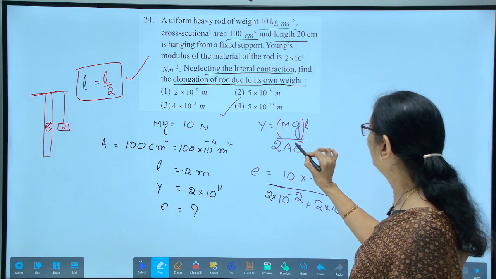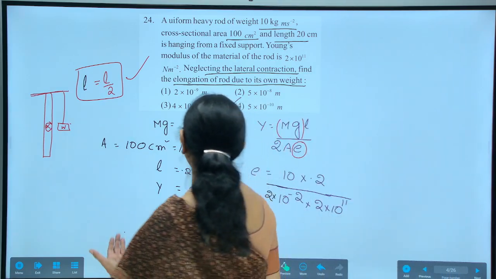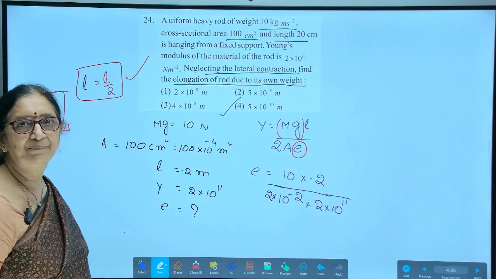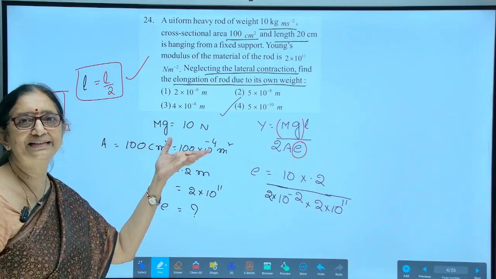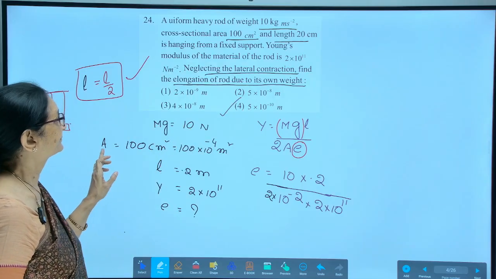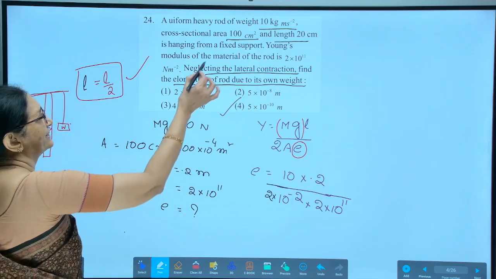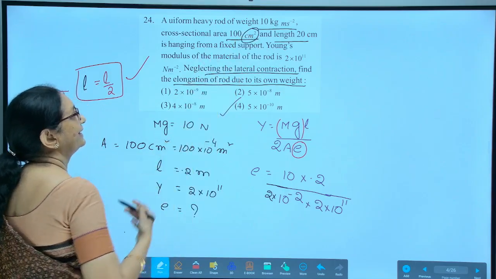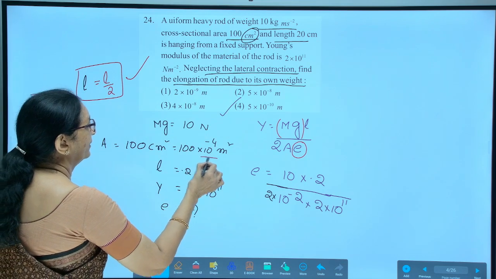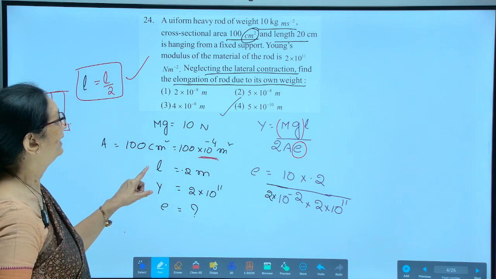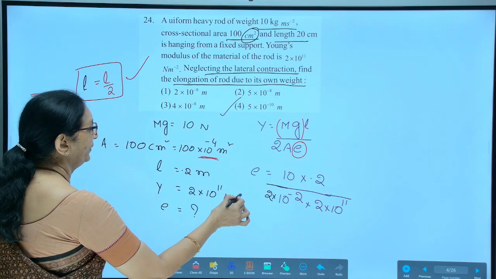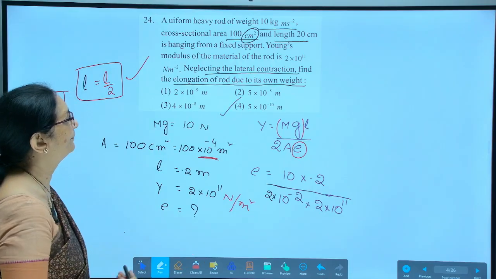So you are supposed to find the extension produced. See, if you observe, everything else is given. Weight is given as 10 kg meter per second square. Kg meter per second square is Newton. So weight mg is given as 10. Area of cross section is given as 100 centimeter square. Need to convert that into meter square, so it is into 10 power minus 4. Length is given as 0.2 meters. Young's modulus is given as 2 into 10 to the power of 11 Newton per meter square.